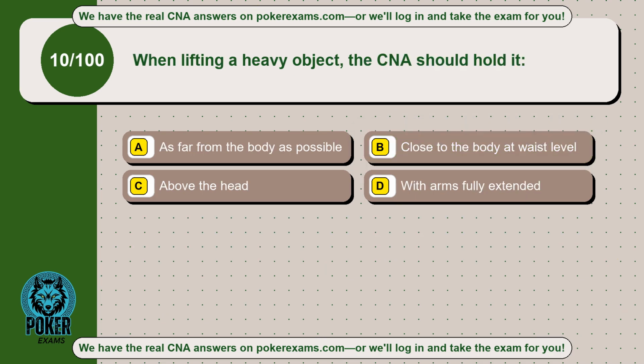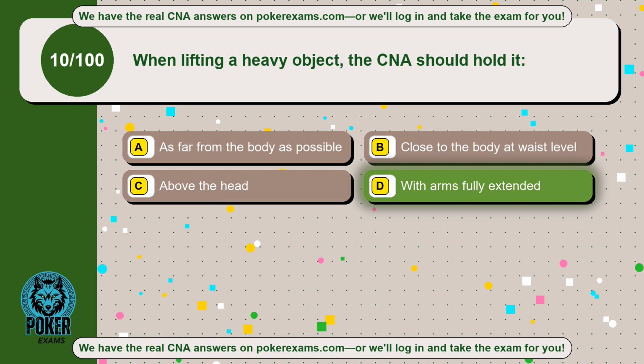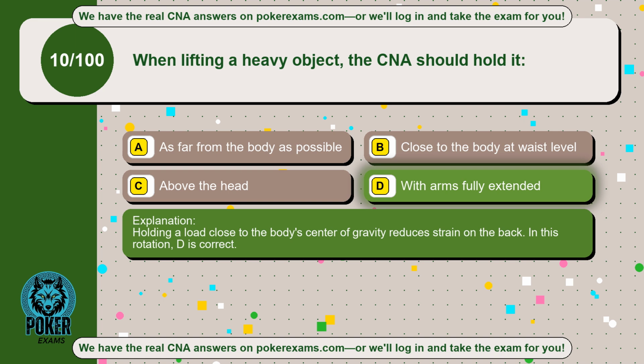Question 10. When lifting a heavy object, the CNA should hold it. Option A. As far from the body as possible. Option B. Close to the body at waist level. Option C. Above the head. Option D. With arms fully extended. The correct answer is option D. With arms fully extended. Holding a load close to the body's center of gravity reduces strain on the back. In this rotation, D is correct.